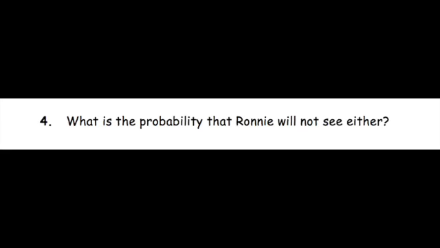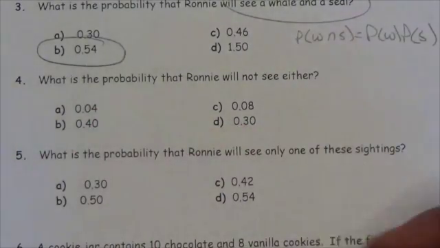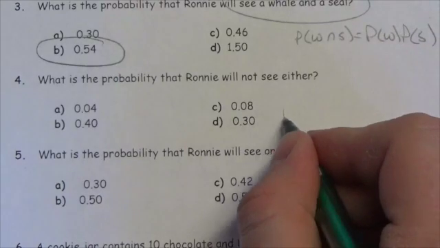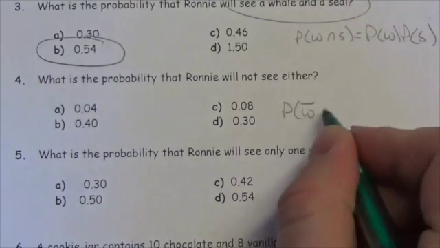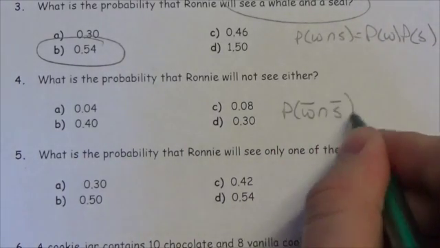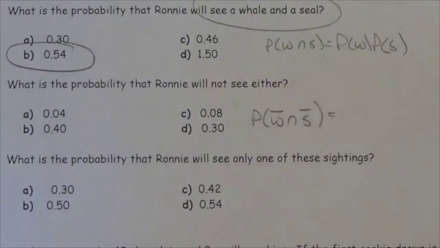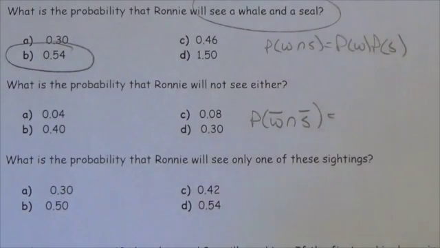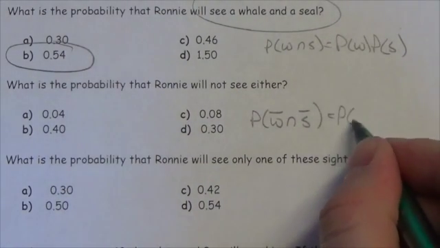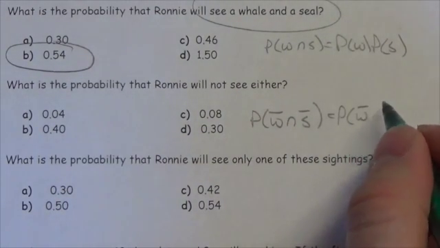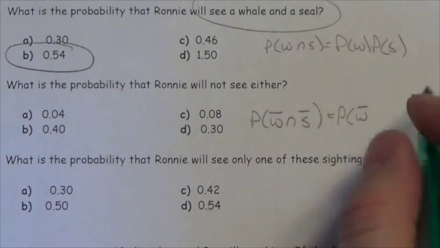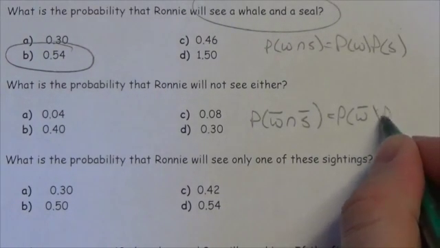What is the probability that Ronnie will not see either? Okay, so to interpret this symbolically, you might want to think of it like this. This is the probability that he won't see a whale and he won't see a seal. Now again, we assumed that seeing them were independent events, so I'm going to assume that not seeing them is also independent. Wow, that took me a while to get that out.